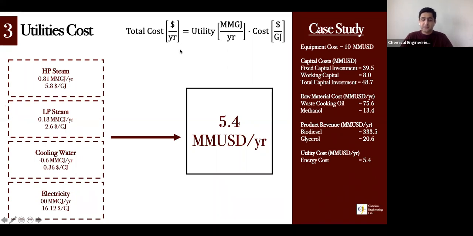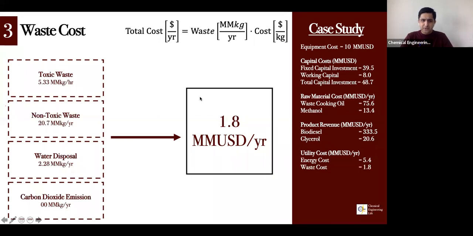And again, just like our raw material and product cost, it's a good idea to do it per annum. So you do it per year instead of just doing it per hour or so. It just makes your life a lot easier afterwards. And then you calculate the sum of all of the costs, and that came to $5.4 million per year. That means that for me to be able to pay for my utilities, it's going to cost me $5.4 million per year. After the utilities, we come on to our waste cost.